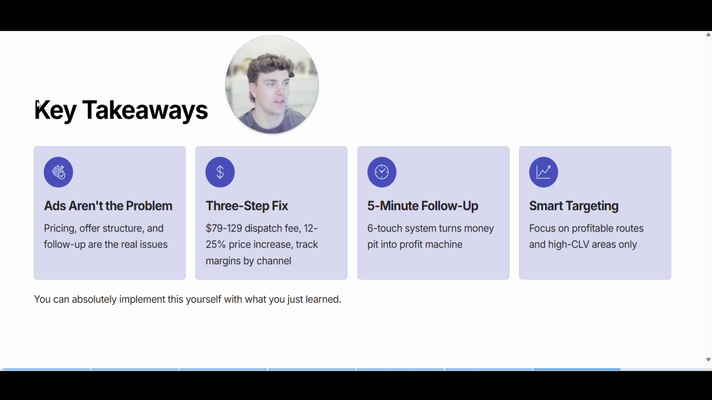So our key takeaways here: your ads aren't the problem. It's the pricing, your offer, your upsells, and your downsells. Those are why you're not collecting the most cash as you can. The 3-step fix is adding the dispatch fee and then waiving the dispatch fee and upselling them from there to get them on your schedule. From there, you follow up within 5 minutes and you add smart targeting to be able to produce the best CAC and the best LTV possible.